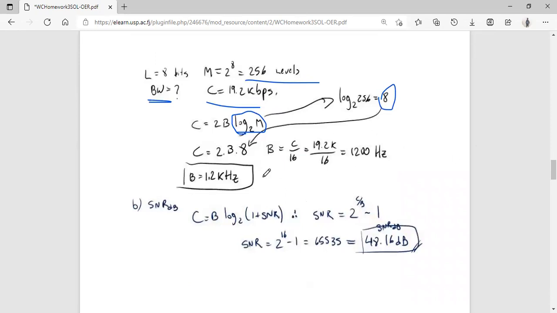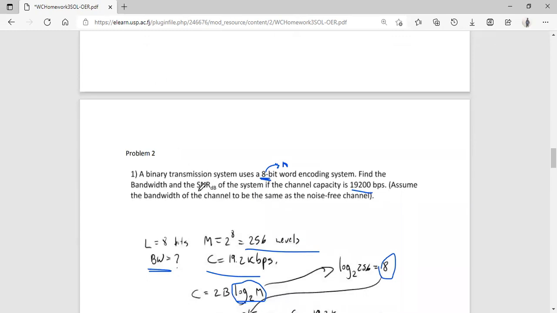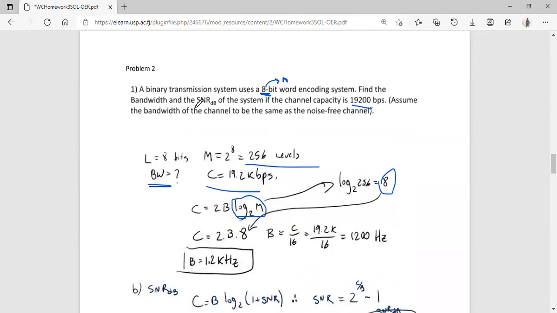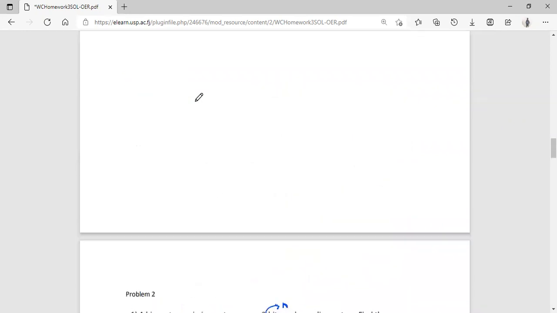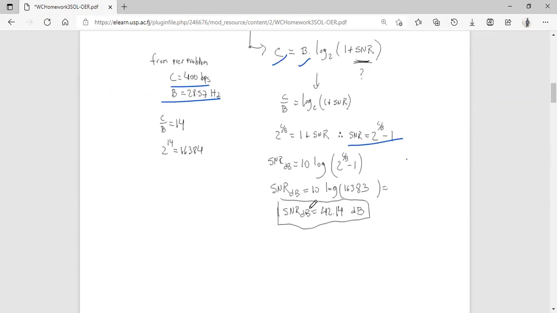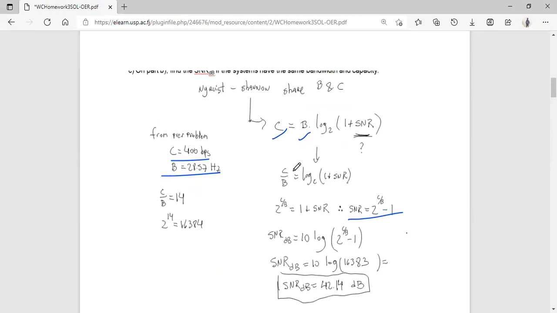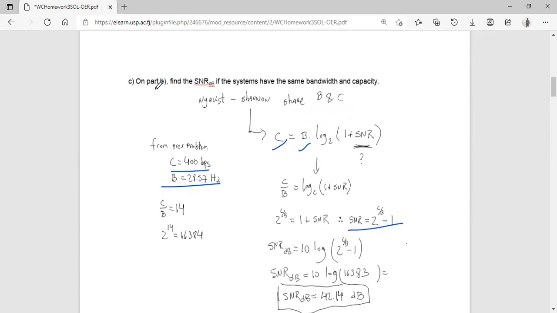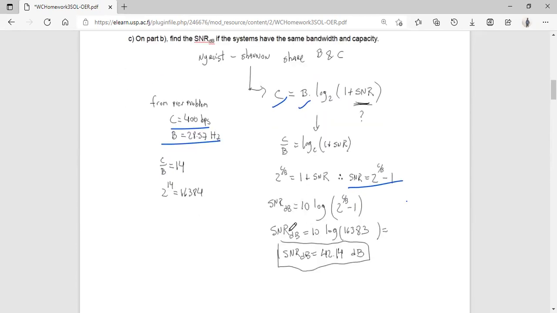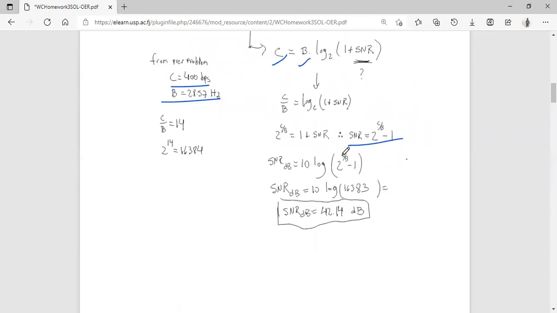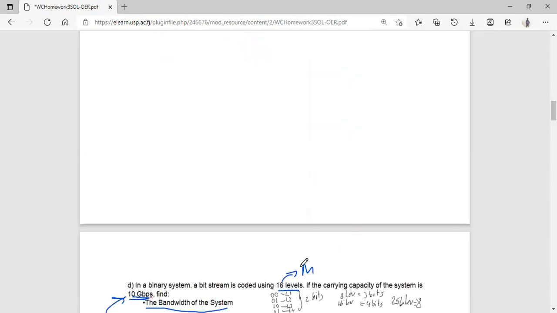Okay, so based on this particular case, we have calculated our bandwidth, right? Now we need to calculate our SNR in decibels. We have found the equation in this particular case over here in part C of question number 1. We formed the formula for SNR in dB, right? This is the formula. So based on this, we know our capacity from the question. We have calculated our bandwidth. We just need to substitute the value to get our SNR in dB.